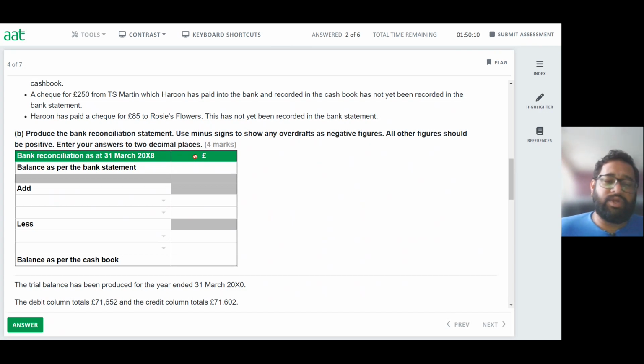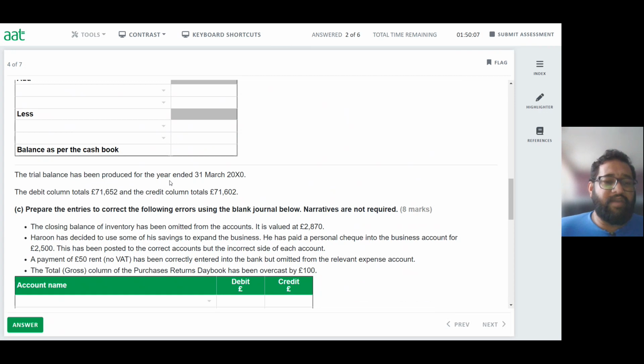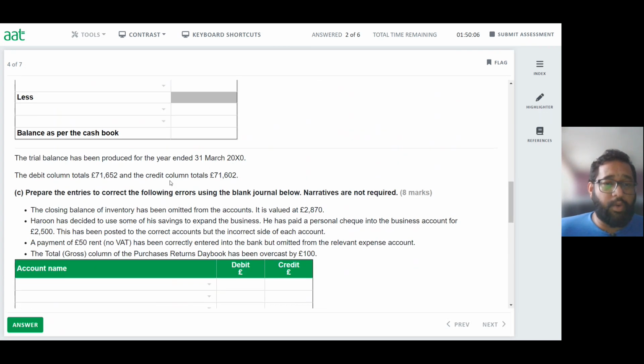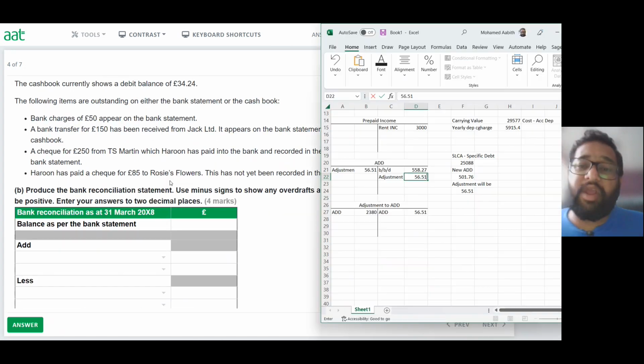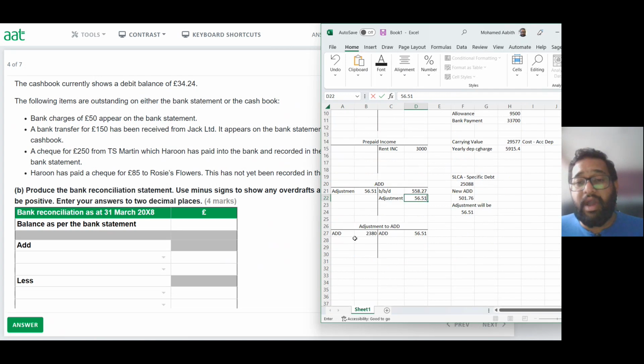Enter your answers to 2 decimal places. And then obviously we had to get that done now. Oh, it's a long question. So let's see here how I'm going to do it. For this one, I'm going to bring my good old spreadsheet back again. I'm going to use this to run my cash book.